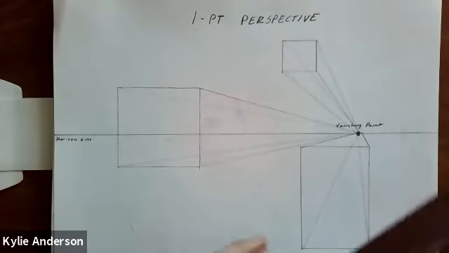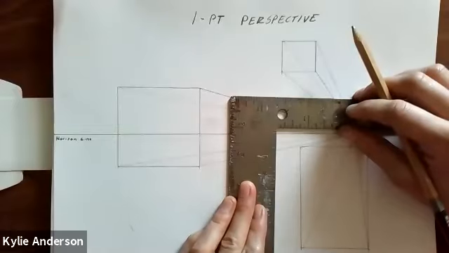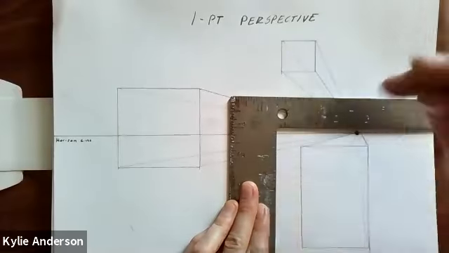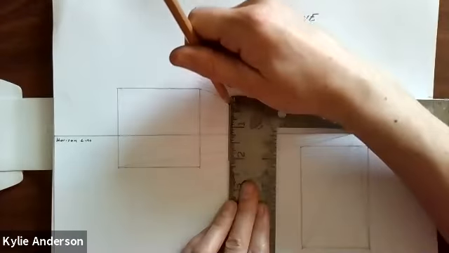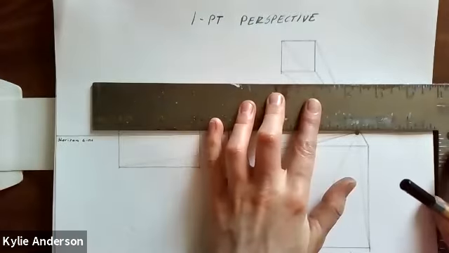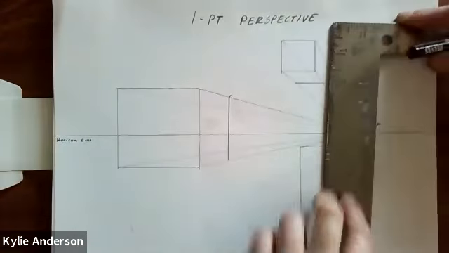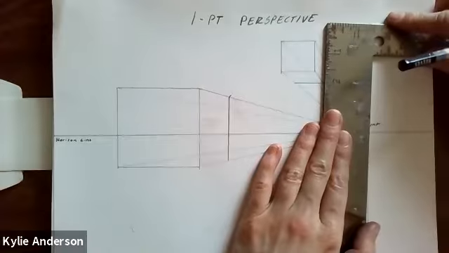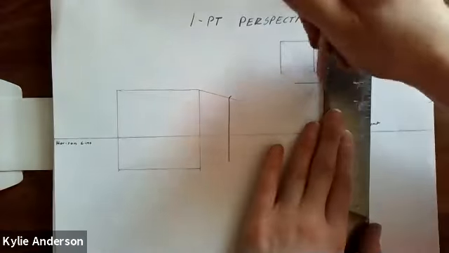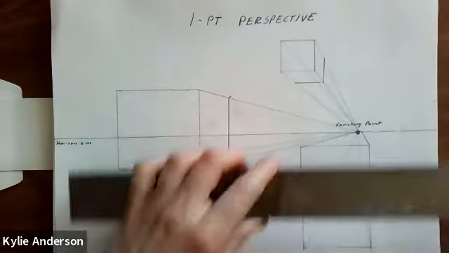Now I'll choose where each of my cubes is going to end. Say there for that one. So I'm just drawing lines that are parallel with the front faces of the cubes.